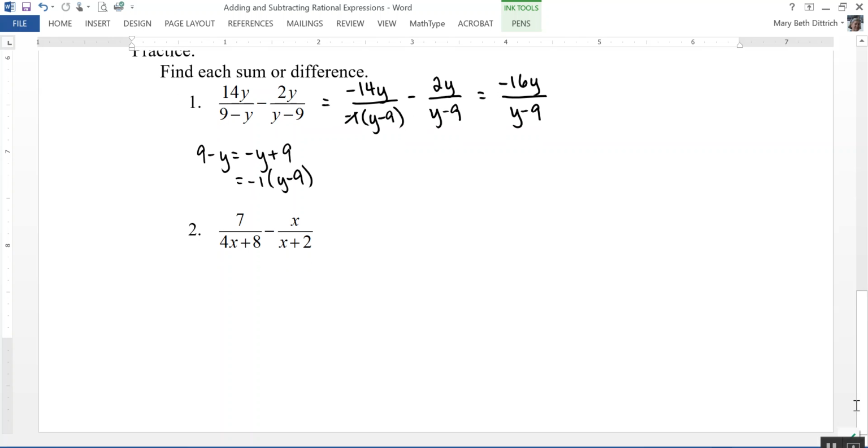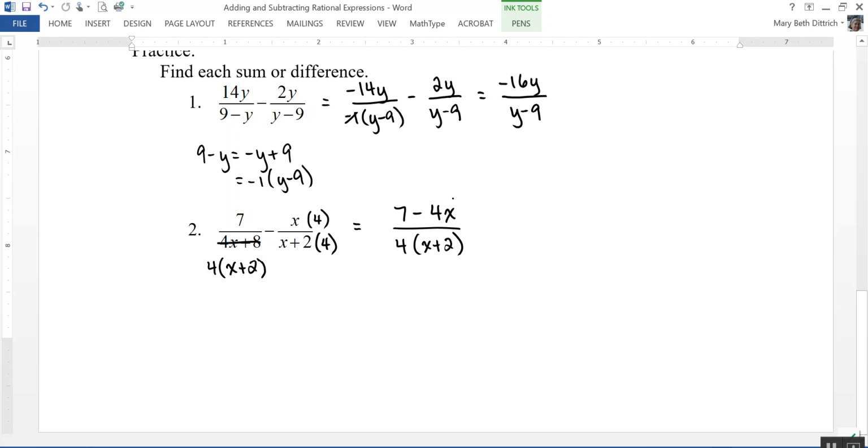And then my last example here is 7 over 4x plus 8 minus x over x plus 2. What I'm noticing about the 4x plus 8 is I can factor that into 4 times x plus 2, which is really nice because one of those factors, x plus 2, is actually the denominator of my second rational expression. So my common denominator is going to be 4 times the quantity x plus 2, which means that this fraction needs to be multiplied by a 4 top and bottom. So that's going to give me 7 minus 4 times x, over 4 times x plus 2. And I can't factor the numerator, so that's my final answer right there.